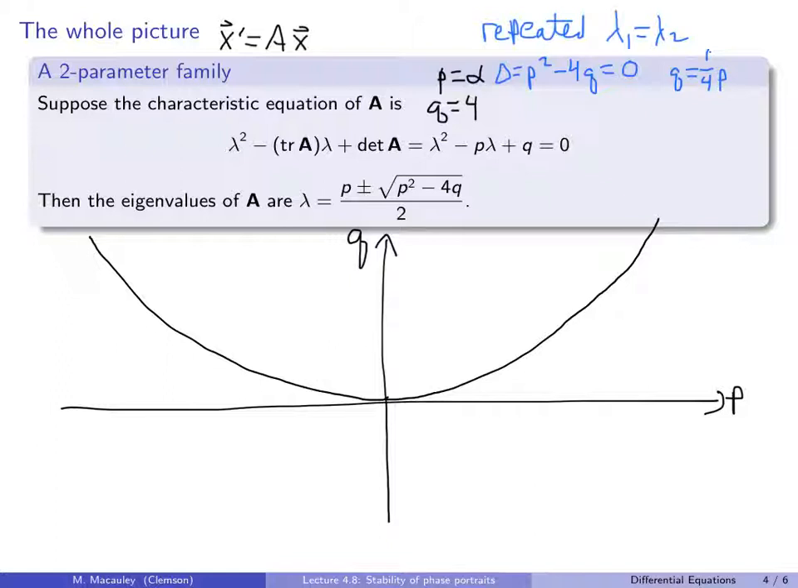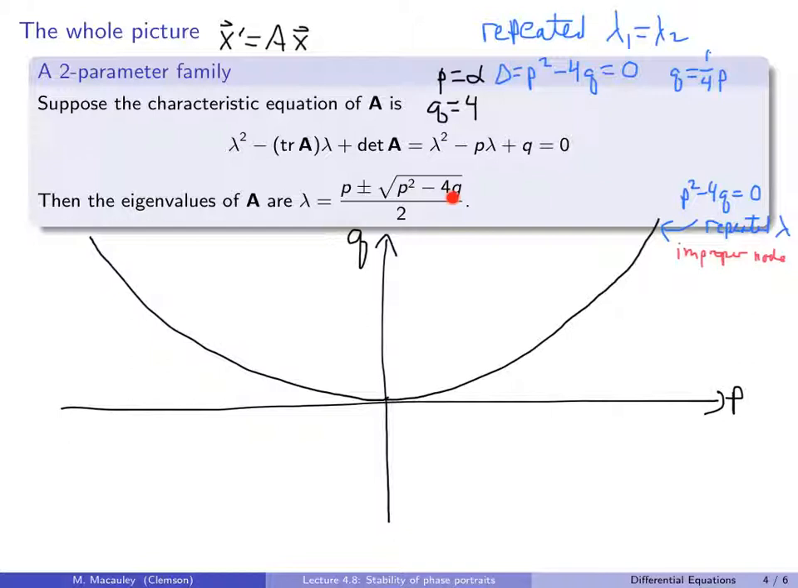So everything on this line corresponds to when P squared minus 4Q equals 0, and this corresponds to when we have a repeated lambda, and so this is when we have that improper node. So let me just write that down. Improper node.